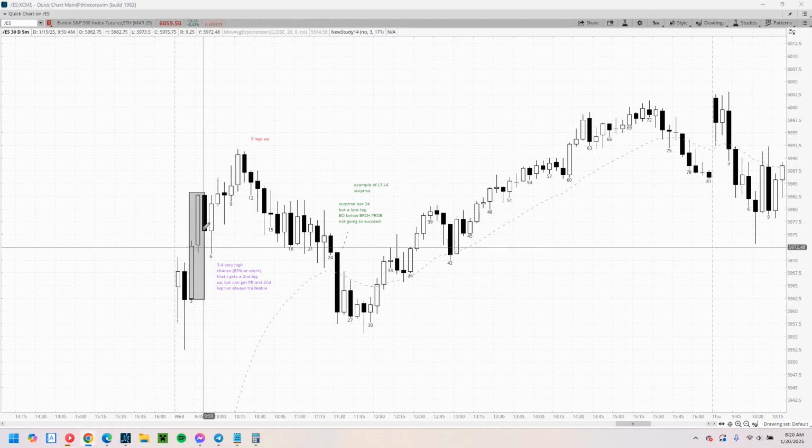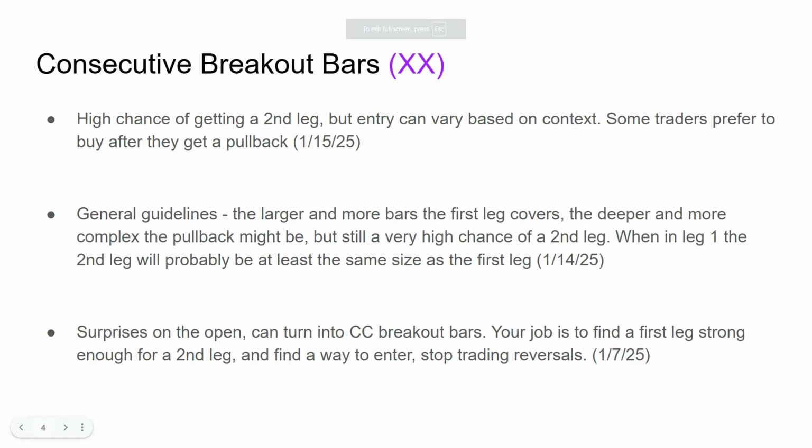1, 3, and 4. So this is your first leg, pullback 5, 6, and 7, second leg, pullback 8, 9, and 10, third leg. You can exit below 11 since that's 3 legs up. As a general guideline, the more bars that you get in one, without a pullback, the deeper and more complex the pullback is going to be.